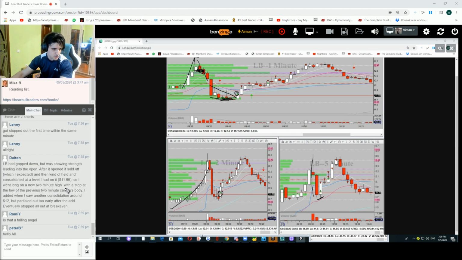You went long on a new 2-minute high, stop loss at the low of the previous 2-minute candle's body, and you added when you saw another consolidation. This was a smart add, I like this. You could see even in the 2-minute chart a sort of consolidation, sort of flag or 3-bar setup on the 5-minute chart where you added, and then you partialed all the way to the high of the day. This was a good trade and a smart trade. I like it. Let me see, I think I avoided some.